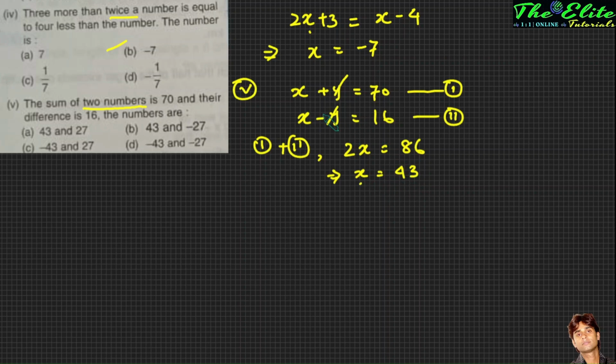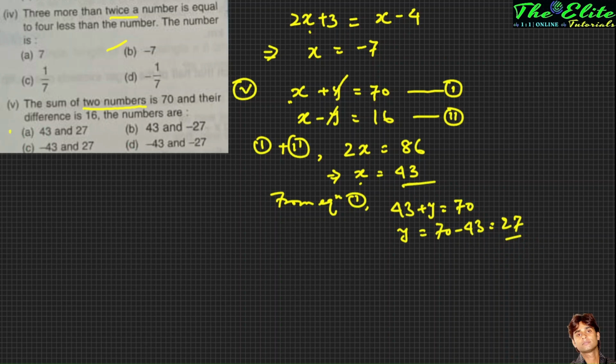Now you put this value in any of the equations above. Suppose we want to put the value of x over here in equation number 1. So from equation number 1, what will we be getting? We put 43 in place of x, and y we have to find out. It will be as it is. So y will be equal to 70 minus 43. How much? 27. Yes. So the answer is 43 and 27.